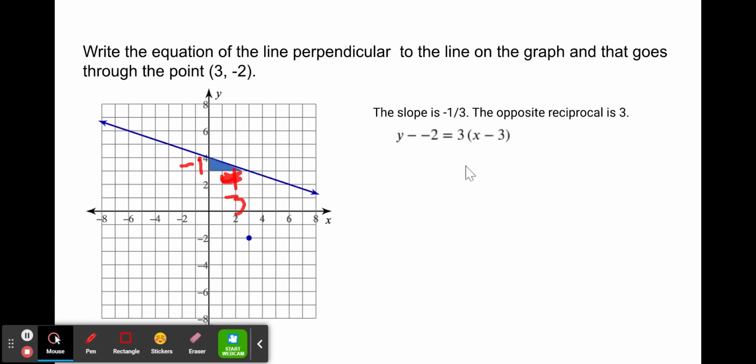So I'm going to plug in my points. So 3 times x minus 3, and then the negative 2. We have a double negative here, so we're going to add it. So it'll become y plus 2 equals 3 times x minus 3. So distribute that through, so you get 3x minus 9. And then you're going to subtract 2 on both sides to get 3x minus 11 as your final answer.